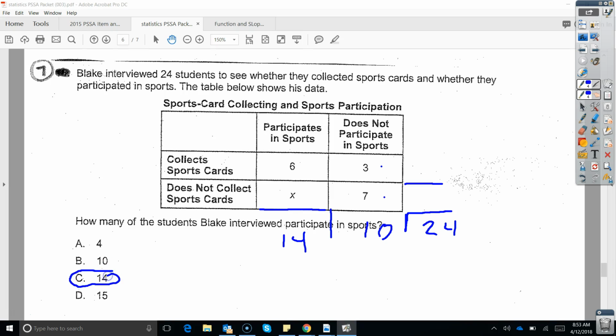Notice that in this case, even though there was an x there, I didn't even need to find it. Like I said, there are other ways to solve the problem. You could have potentially gone through a process to figure out what x was by adding up all the other numbers in the table and subtracting from 24. But either way, you're going to come up with a total answer of 14.